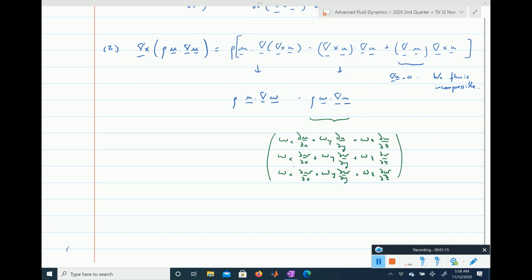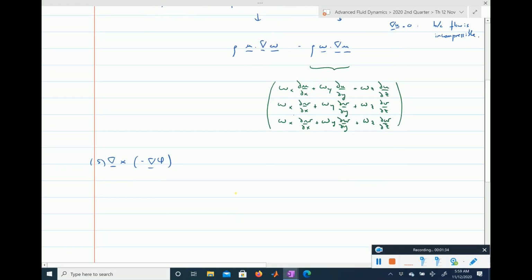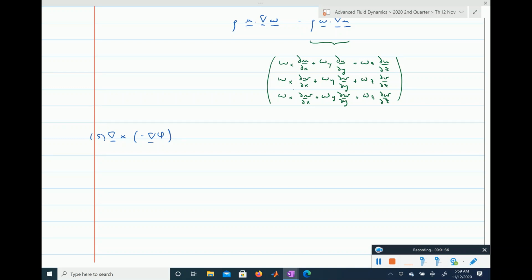Okay, so now let's go on to the next term. Let's take the body force term. So that was our fifth term. There we took the curl of the body force, right? And that was minus the gradient of phi. And so here it's important to remember what the curl is and what a potential is. So the gradient of phi here is our body force F, right?